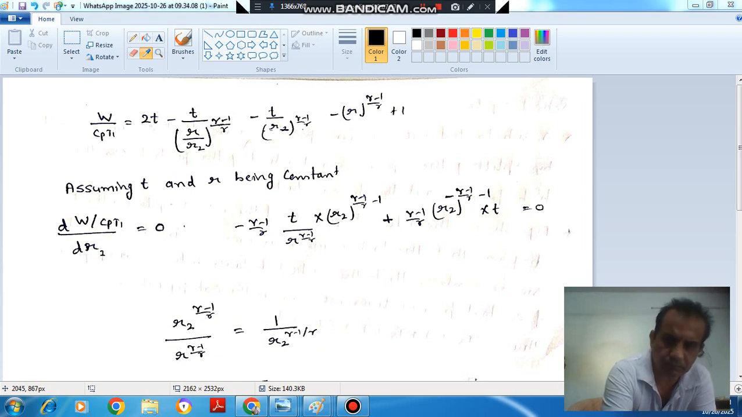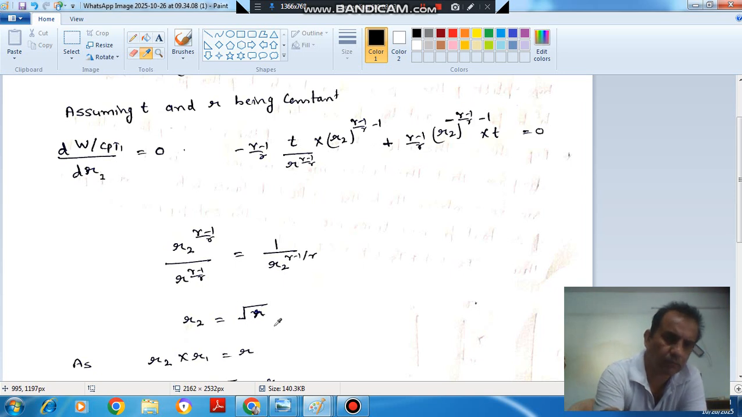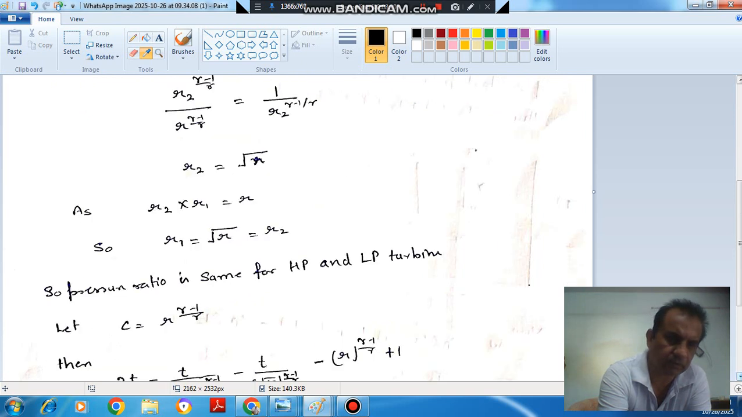Further solving it, we will get R2 is equal to root R. But R1 into R2 is R, so R1 will also be equal to root R, or we can say the pressure ratio in the high pressure turbine and in the low pressure turbine is the same for maximum specific work output.